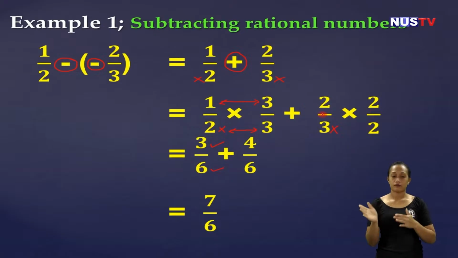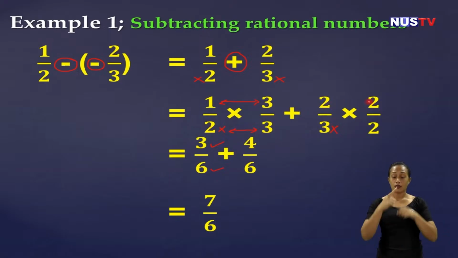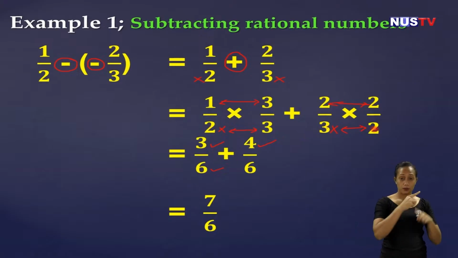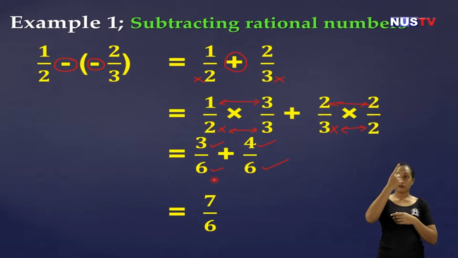Then we move on to the next. Plus here, 2 over 3 multiplied by 2 over 2. We multiply the numerators and the denominators. 2 multiplied by 2 gives us 4. 3 multiplied by 2 gives us 6. So now we can see the denominators are the same.